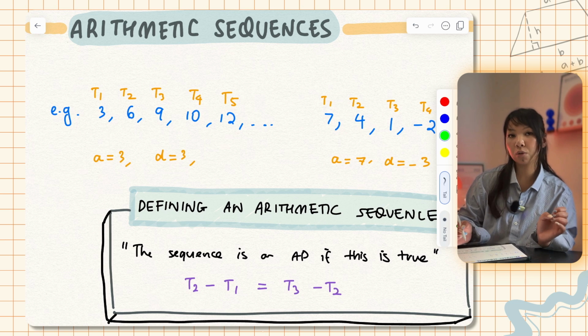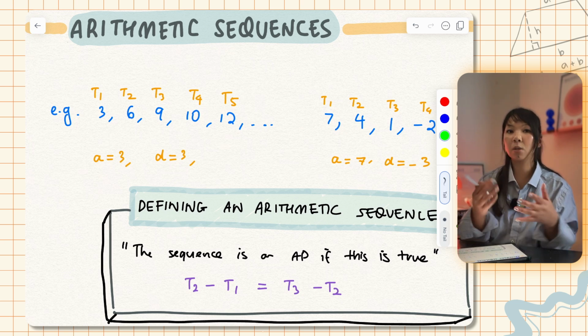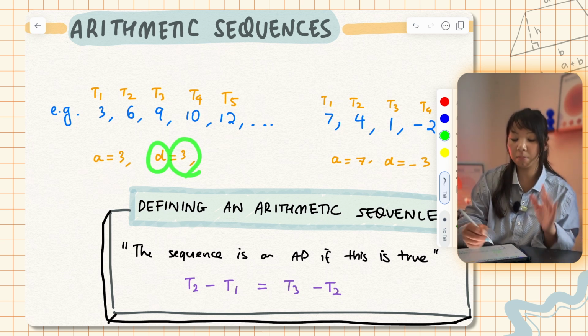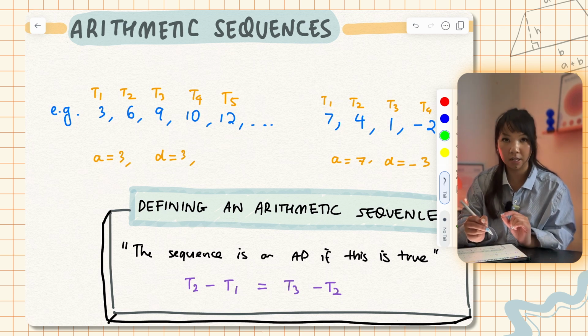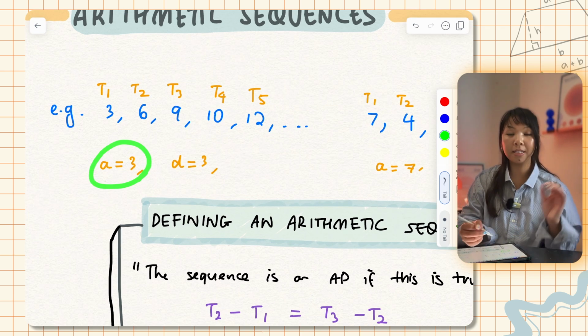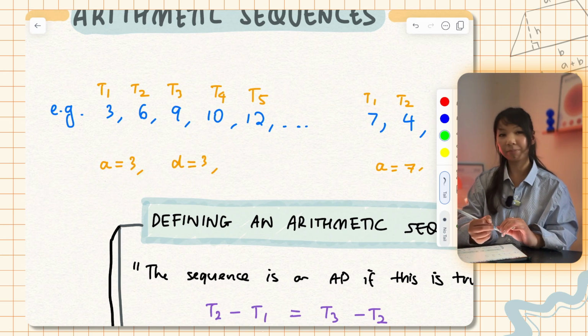So the notation we use to refer to how much they differ by is going to be lowercase d, and it's going to be positive 3 because we're adding 3 every time. Another notation we use is a is equal to 3.